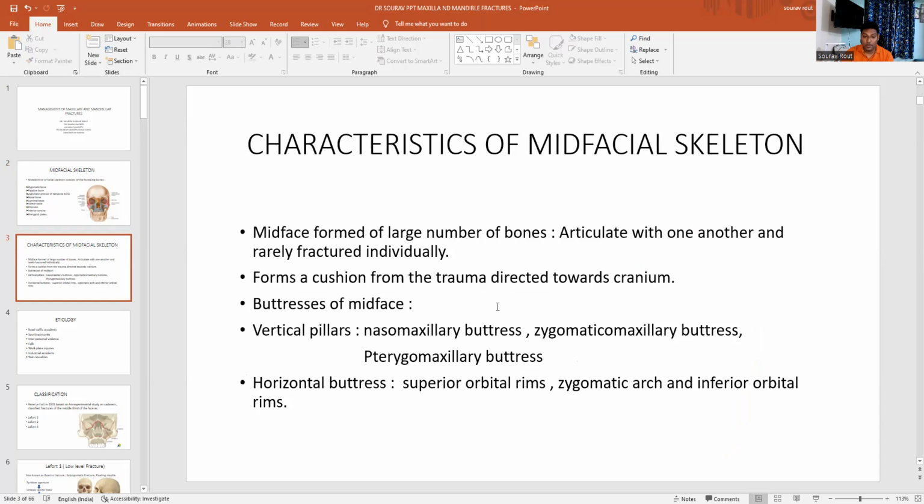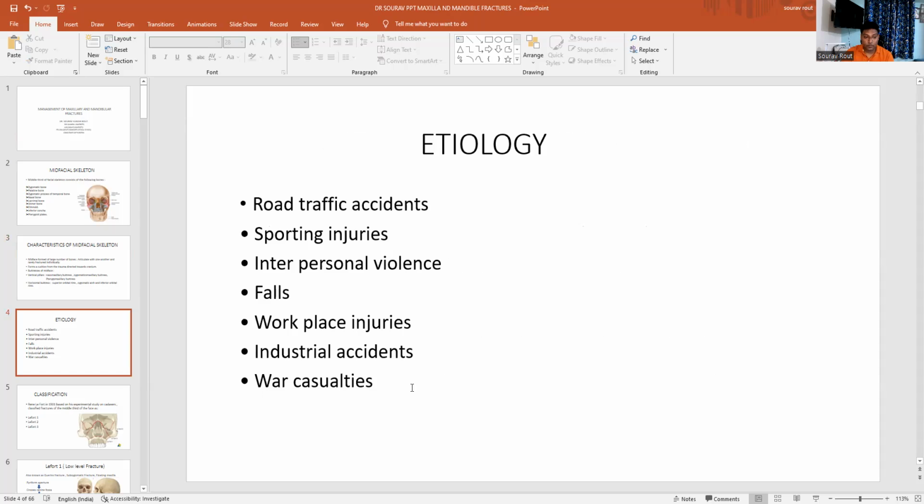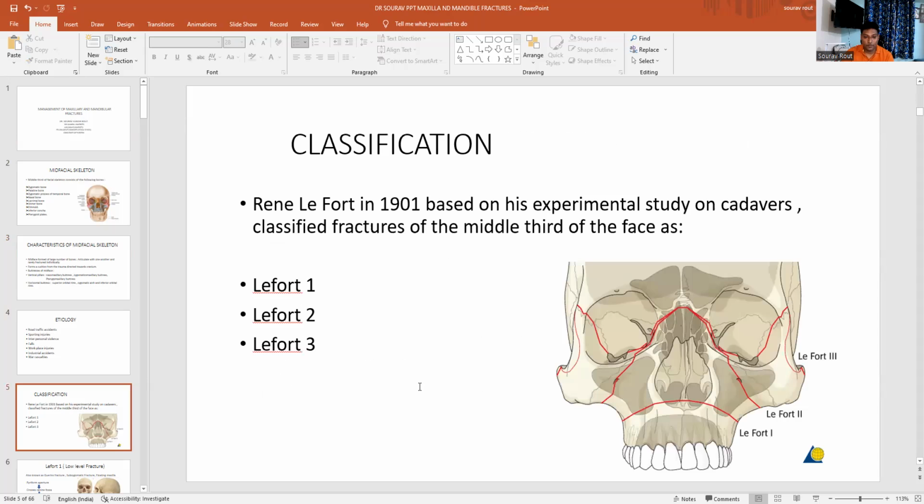The buttresses of the midface: the vertical buttress and the horizontal buttress. Which are the vertical buttresses? Vertical buttresses are the nasomaxillary buttress, zygomaticomaxillary buttress, and pterygomaxillary buttress, whereas the horizontal buttresses are the superior orbital rim, zygomatic arch, and inferior orbital rims. Now coming to the etiology of maxillary fractures. It can be from road traffic accident, which is the most common, sports injuries, interpersonal violence, fall, workplace injuries, industrial accidents, and war casualties.